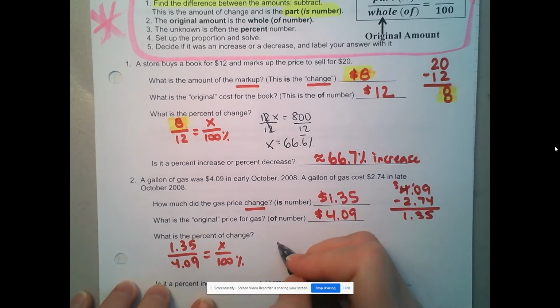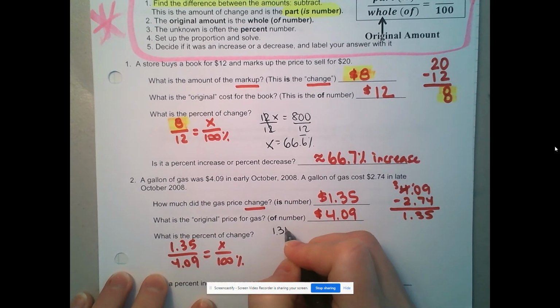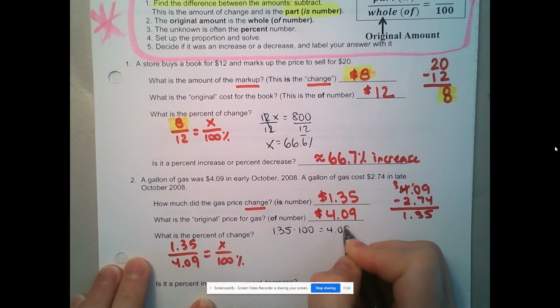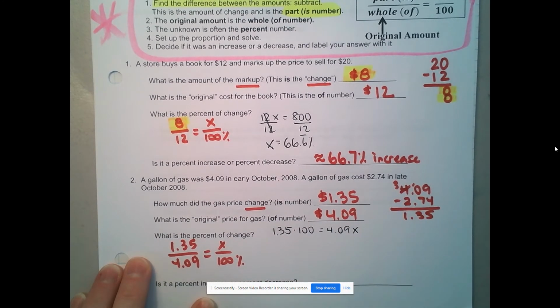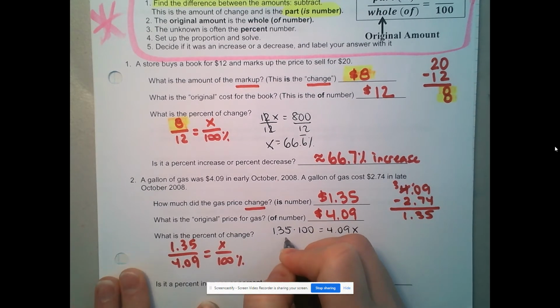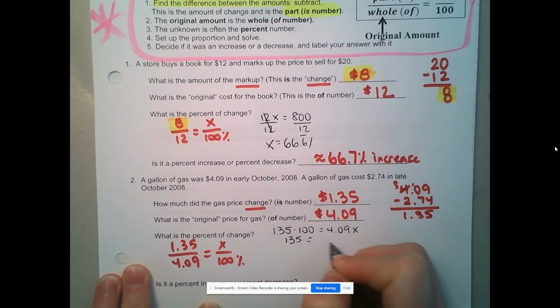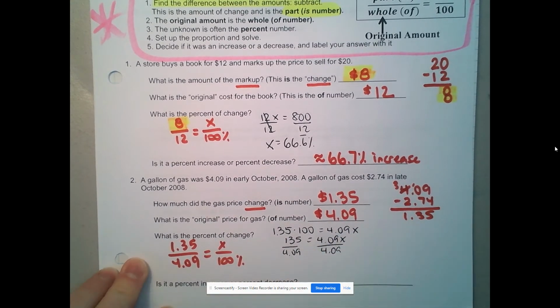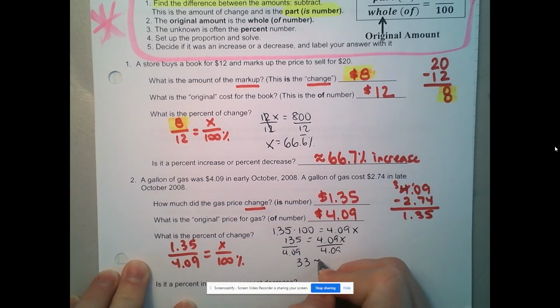So 135 times 100 equals 409 times x. I set it up on the wrong side, but that's okay. If I multiply by 100, I move my decimal point 2 places. So it's going to be 135 equals 4.09x. Divide both sides by the 4.09. And I'm going to get approximately 33. 33 is approximately x.